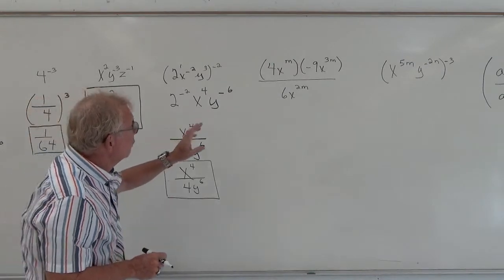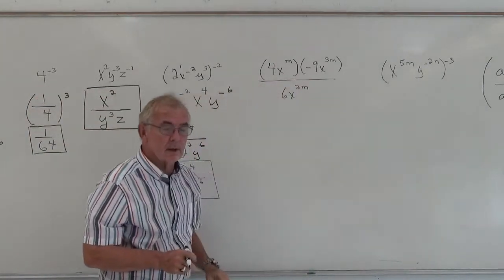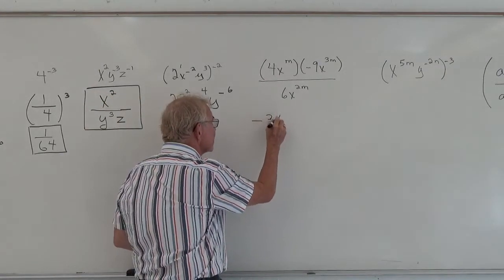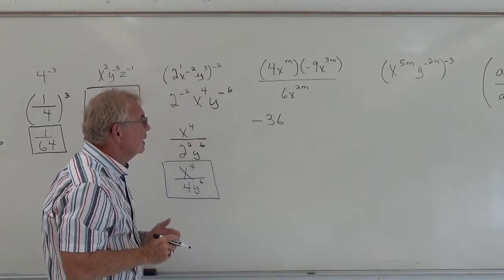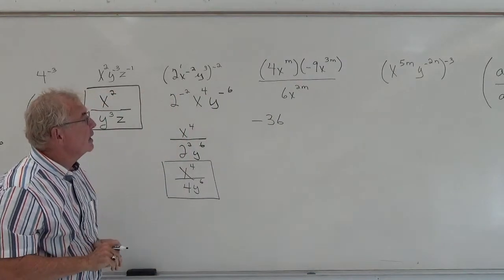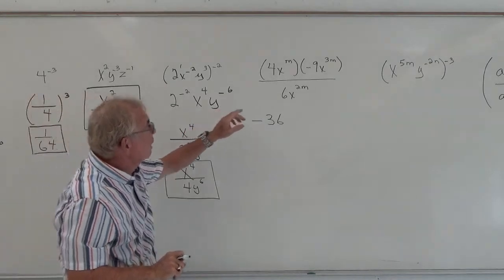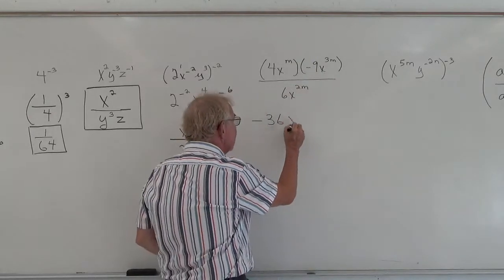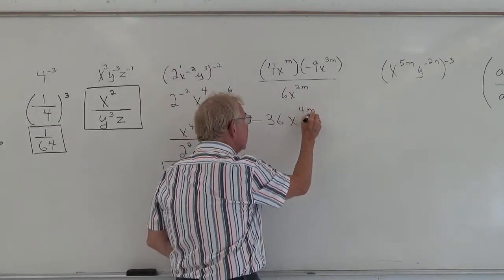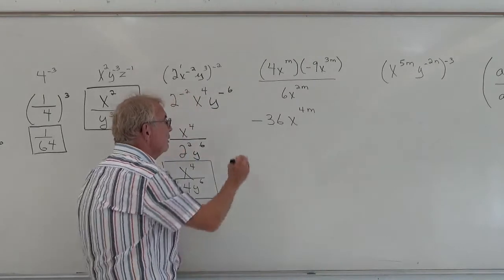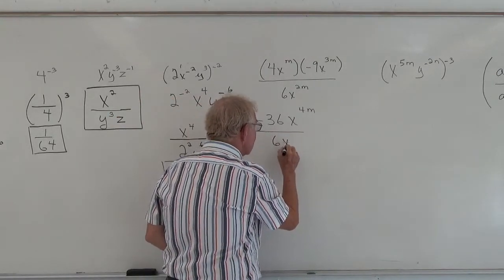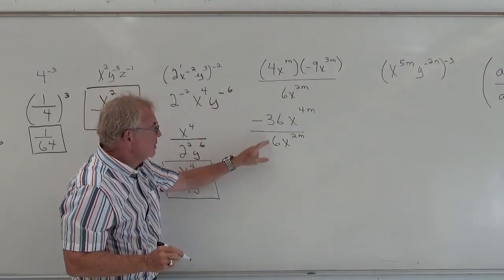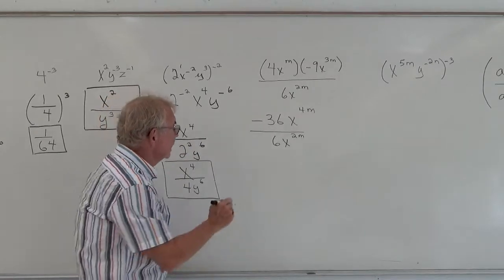So let's start off with 4 times negative 9. We know that a positive times a negative is a negative, and that's negative 36. Okay, rule 1 stated that if you have the same base of x, you add the exponents. So if you have 1m and 3m, that would add up to 4m. Divided by 6x to the 2m. Okay. A negative 36 divided by 6 is a negative 6.